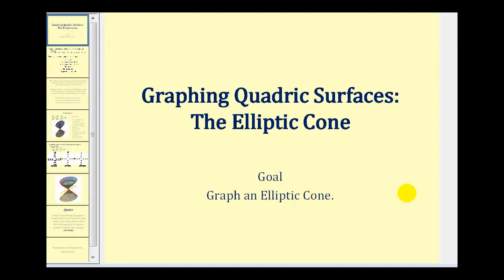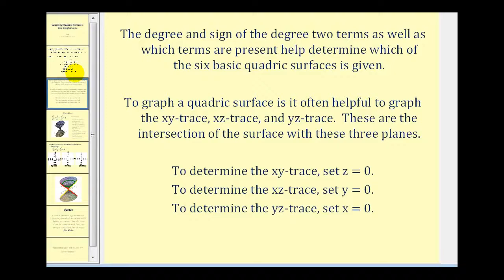Welcome to a lesson on graphing the quadric surface, the elliptical cone. As discussed in previous videos, the degree and sign of the degree 2 terms, as well as which terms are present, help determine which of the 6 quadric surfaces is given. To graph a quadric surface, it's often helpful to graph the xy, xz, and yz traces, and these are where the surface intersects these three planes.